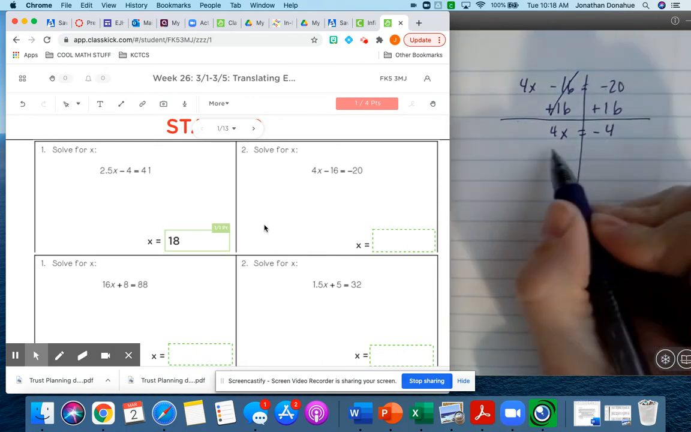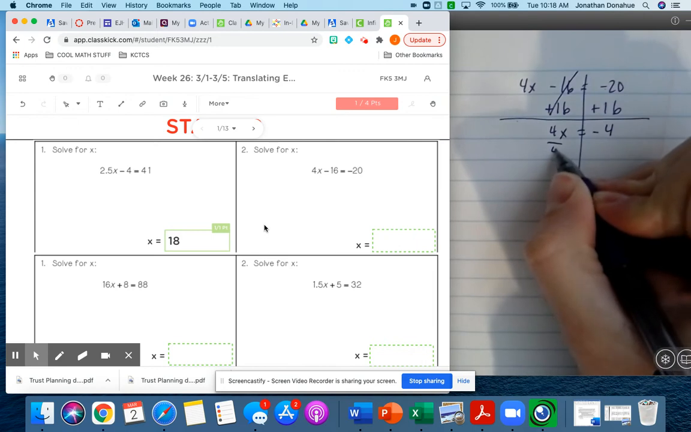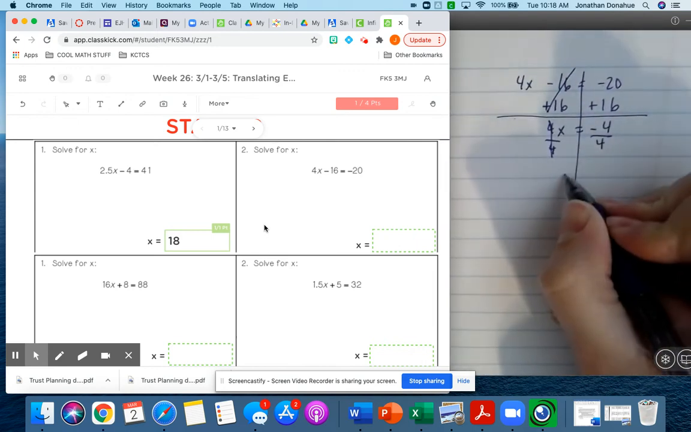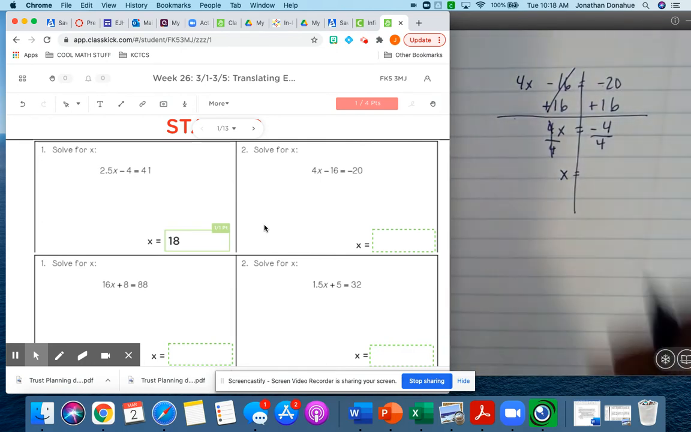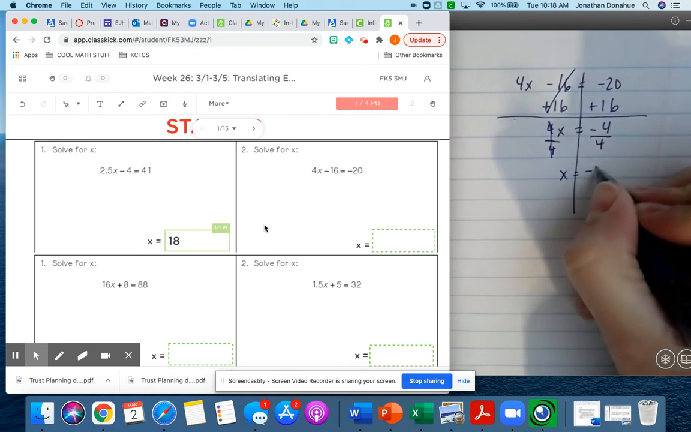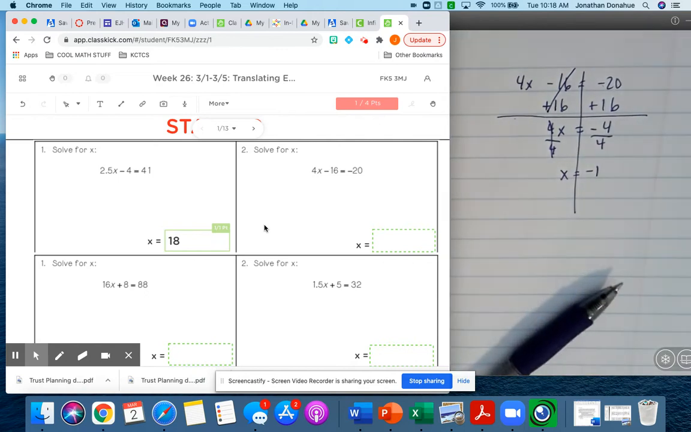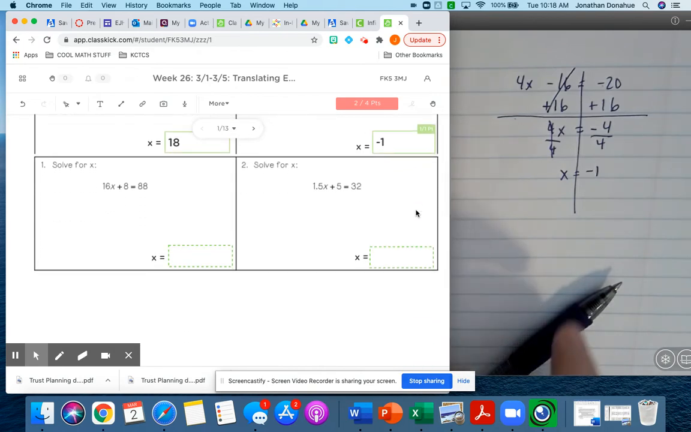Okay. Now I need to get rid of the 4. It shows multiplication, so I'm going to divide by 4, divide by 4. The 4's cancel, leaving me x equals, and if I were to type in negative 4 divided by 4, that would get me negative 1. But I knew that because 4 goes into 4 one time, and negative divided by a positive is a negative. Let's see if negative 1 lights up green. And it does. All right, we got 2 more to go for our starter.